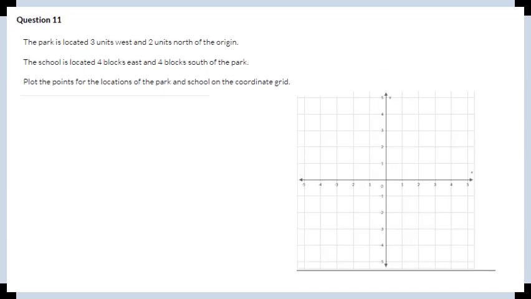Okay, the park is located 3 units west and 2 units north of the origin. So the first thing is 3 units west, that's to the left, and 2 units north. The school is located 4 blocks east, that's to the right, so I'm going to move 1, 2, 3, 4 blocks, and 4 blocks south, 1, 2, 3, 4, and put my other point there.